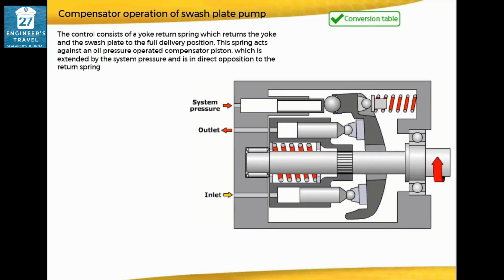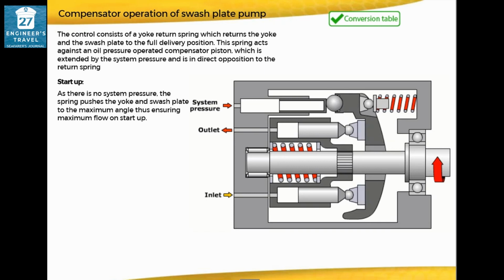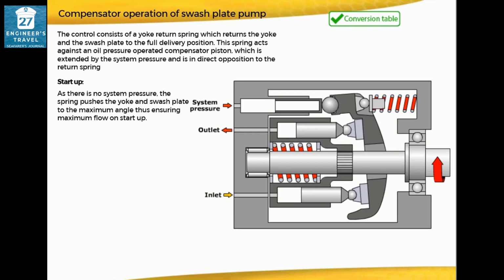The control consists of a yoke return spring, which returns the yoke and the swash plate to the full delivery position. This spring acts against an oil pressure-operated compensator piston, which is extended by the system pressure and is in direct opposition to the return spring. Startup: as there is no system pressure, the spring pushes the yoke and swash plate to the maximum angle, thus ensuring maximum flow on startup.